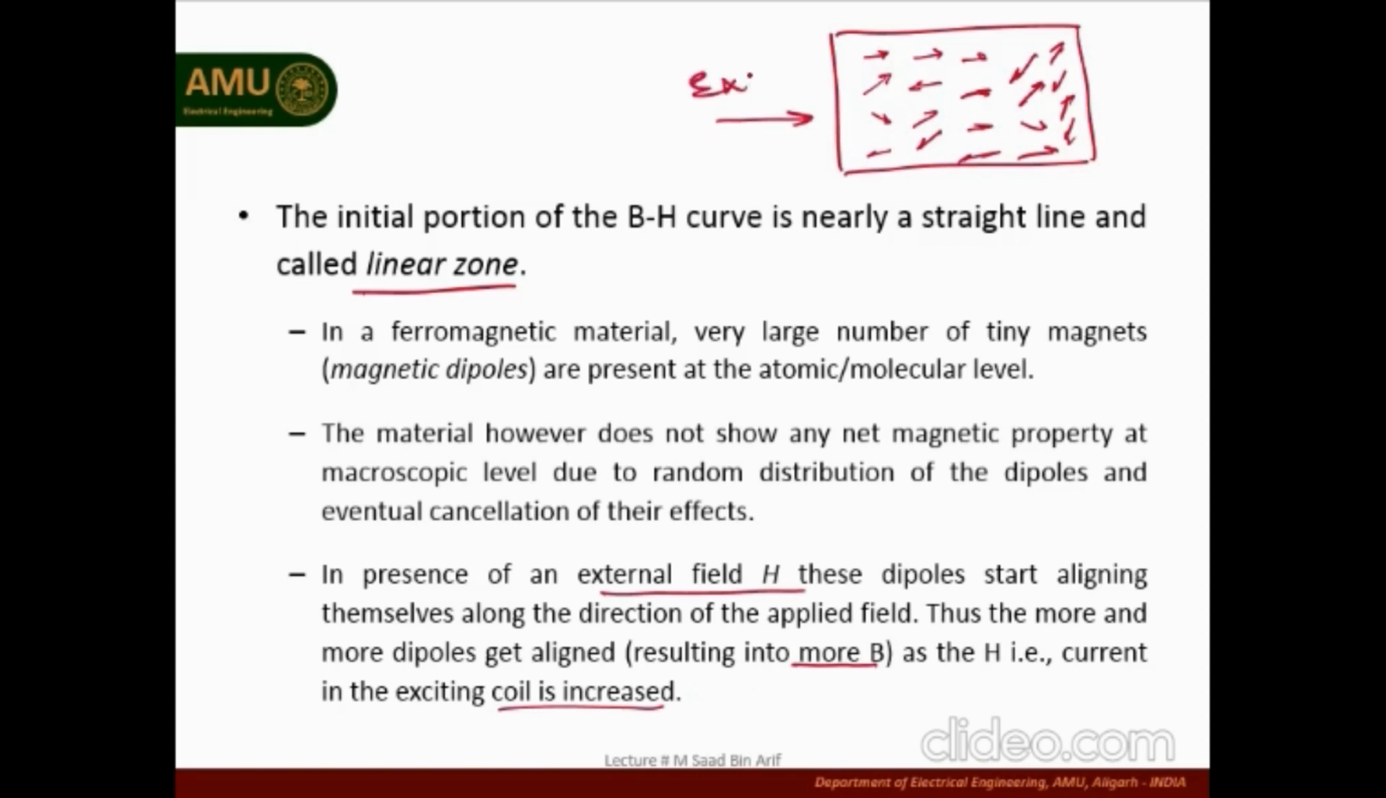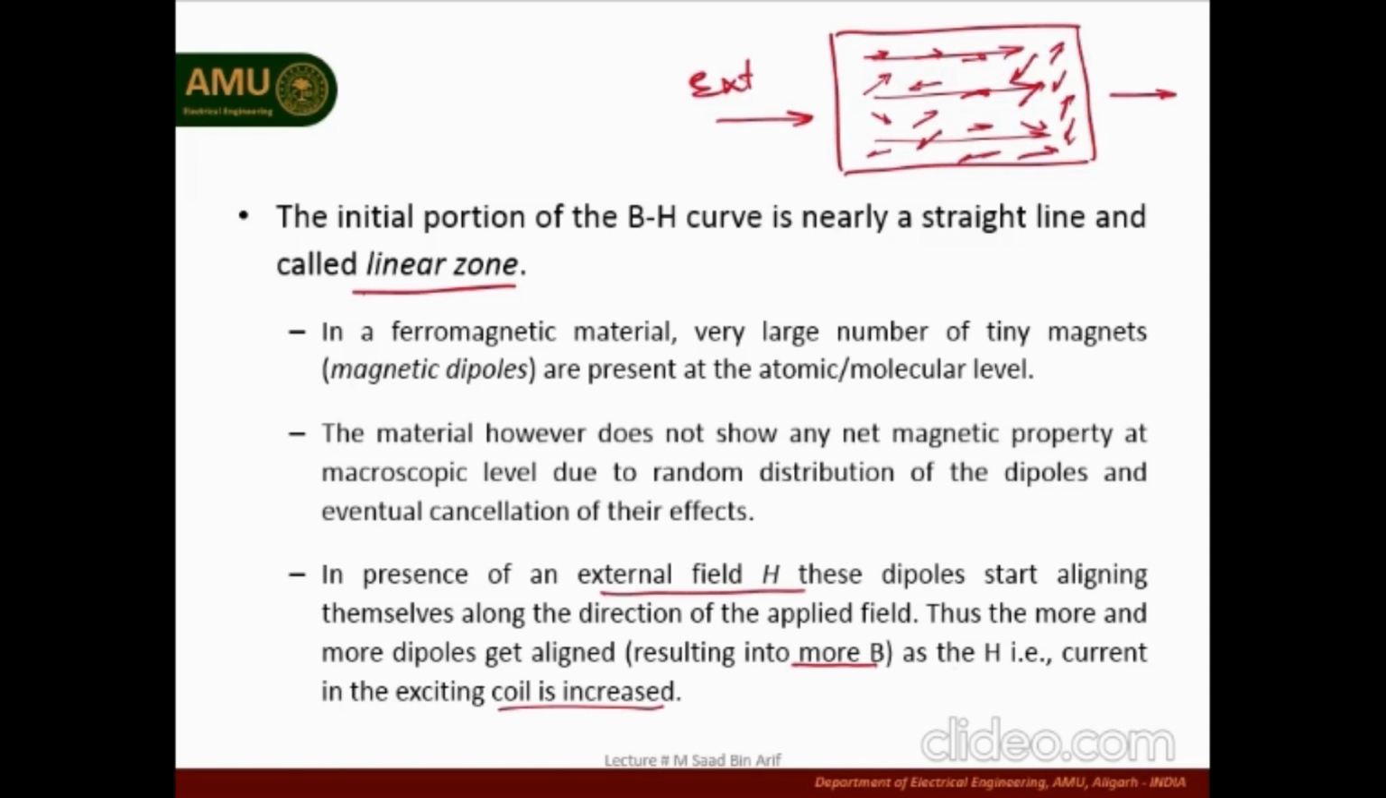And in the initial condition, what will happen? These dipole moments are randomly aligned, but as soon as we apply an external field, what will happen? Initially, these dipole moments spontaneously start aligning parallel to the applied magnetic field. So in the start, that is during the linear region, this alignment is so fast that if you slightly increase the value of H, the increase in B is quite reasonable.